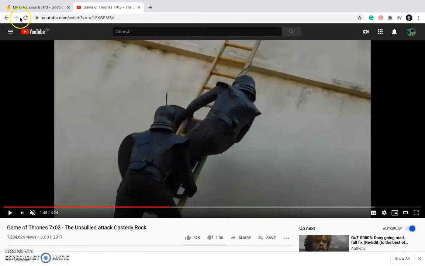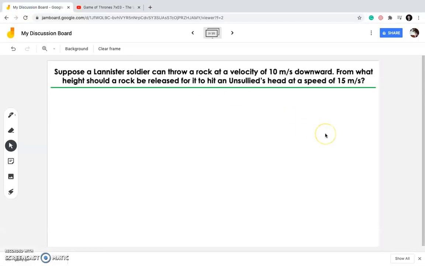Now let's try to work it out. So same steps as the usual physics problems in free fall. We're just gonna start with identifying the variables. So let's say, for example, suppose a Lannister soldier can throw a rock at a velocity of 10 meters per second downward. What exactly is 10 meters per second downward? If you look at the units, meters per second, it's obviously velocity. And it also says here directly, that's velocity, right? But is that initial or final? Obviously, that's initial velocity, right?